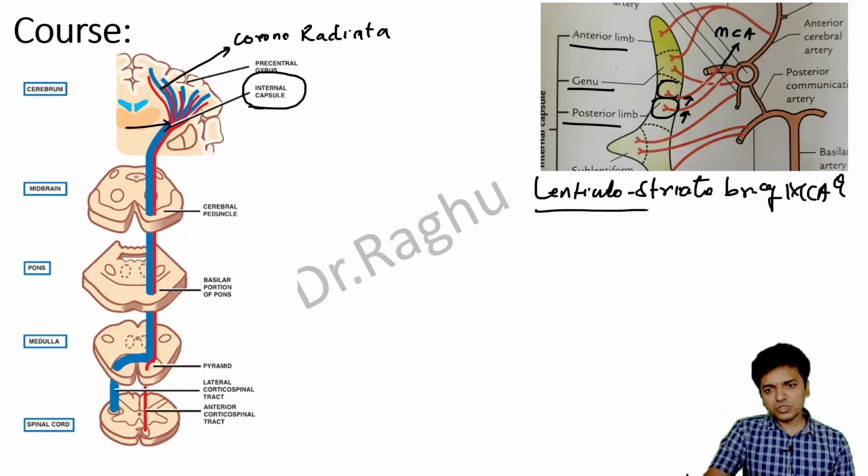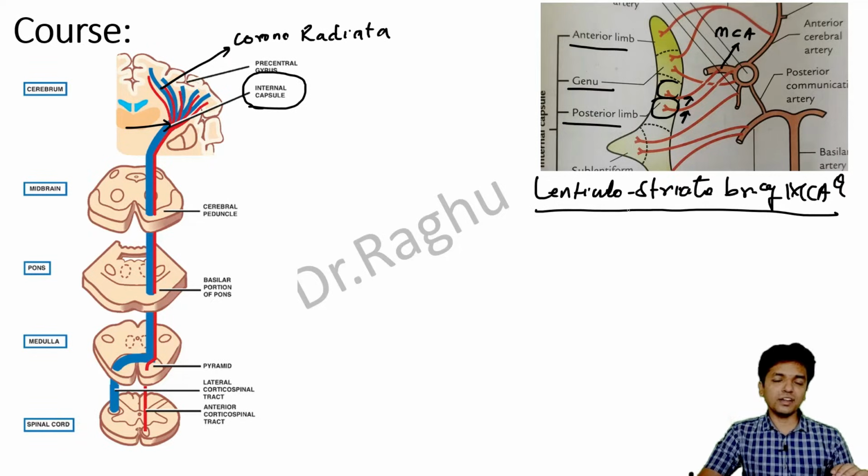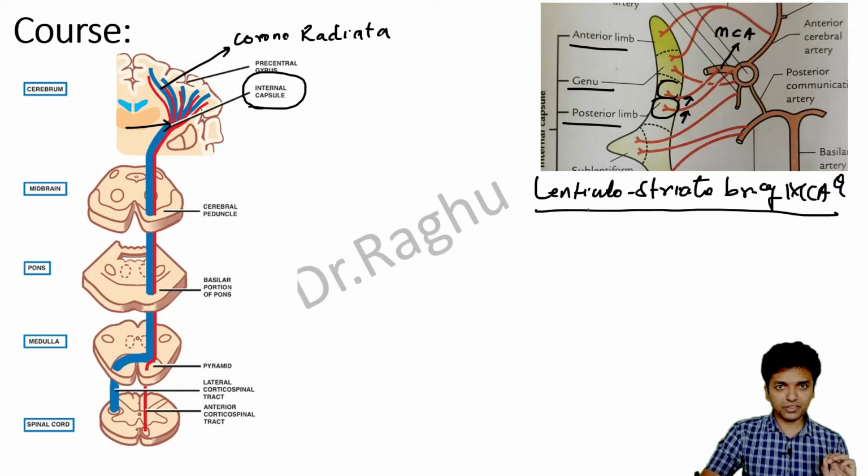These lenticulostriate branches of the middle cerebral artery are highly susceptible to rupture in hypertensive patients. So in patients who are chronically hypertensive, or patients in whom the hypertension is not controlled, this is the most common artery to rupture in the central nervous system. Once this artery is ruptured, the blood supply to the internal capsule and hence to the pyramidal tract fibers is impaired. That is why this becomes the most common site of lesion for the corticospinal tract fibers, or the pyramidal tract fibers. Remember this point.